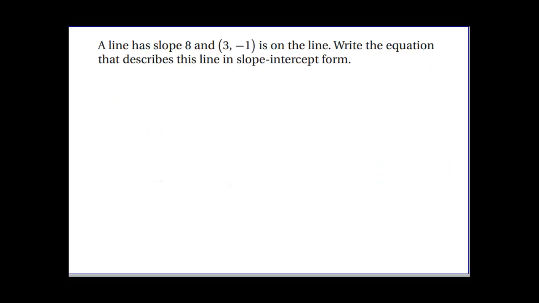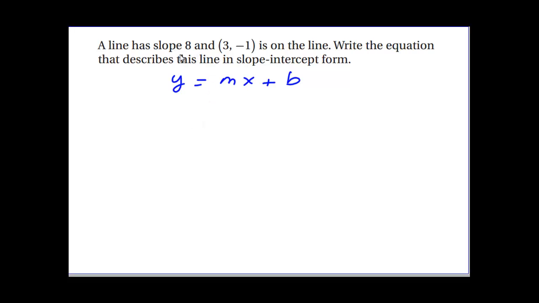In this example, we have a line that they're telling us has a slope of 8 and goes through the coordinates (3, -1). They want us to write an equation that describes this line in slope-intercept form. So right away, we need to remember that we have y = mx + b. Probably getting sick of hearing that.